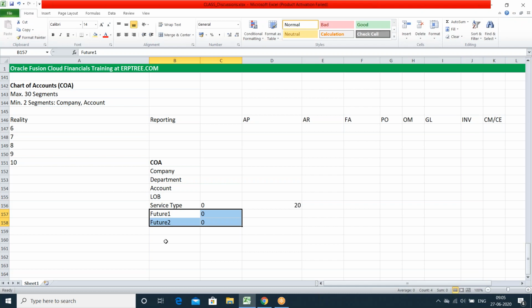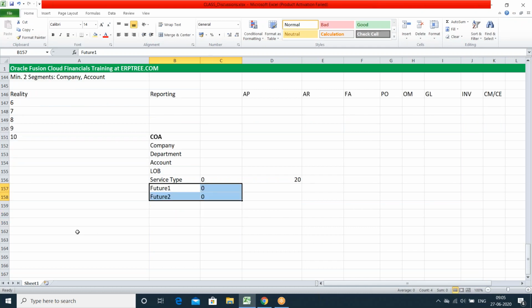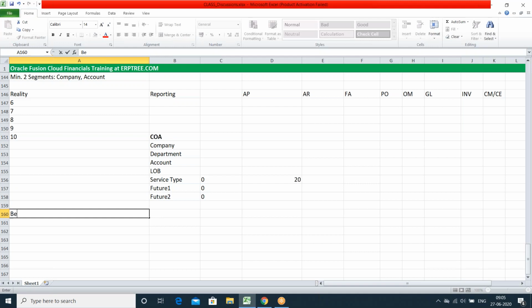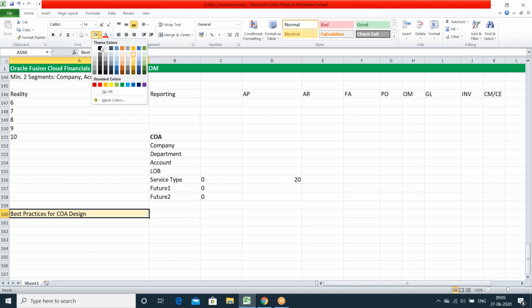Okay, let's talk about a few more points. What are the best practices we have to follow when we design the chart of accounts for any company? Best practices for chart of accounts design. The finalization of what chart of accounts segments they have to use in the chart of accounts, we simply call designing the chart of accounts.